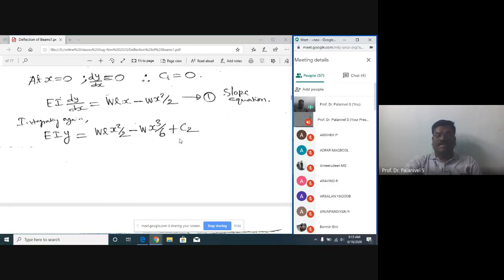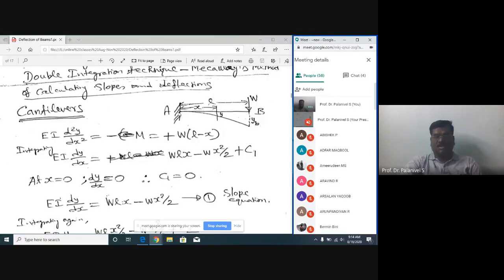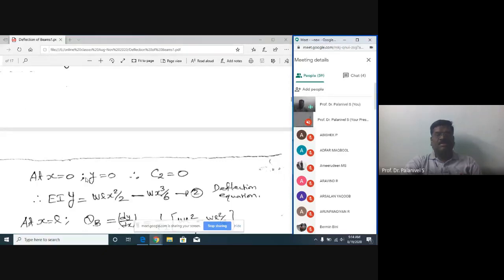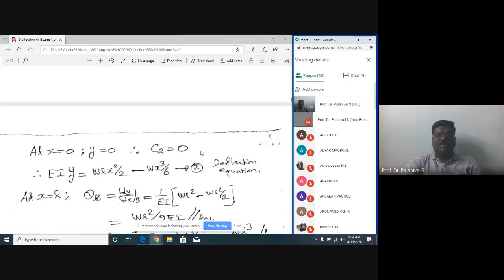We have to evaluate it from the known values, that is, using boundary conditions. We have to apply boundary condition, apply BC. At A, that is at x equal to 0, the deflection is 0. We know the value of deflection at a fixed end is 0. At x equal to 0, y equal to 0, which implies C2 equal to 0. If you substitute x equal to 0 and y equal to 0 here, C2 becomes 0. So we have evaluated the integral constant, which is found to be 0.